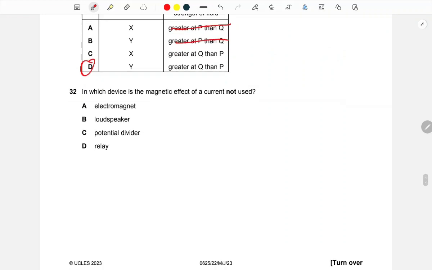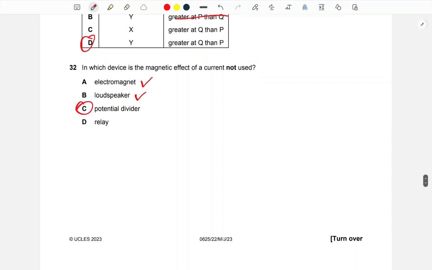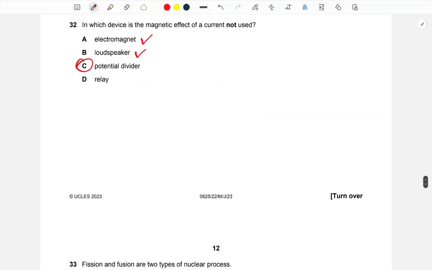Number 32. In which device is the magnetic effect of current not used in an electromagnet? Now that is used. A loudspeaker, that's definitely used. A potential divider. So a potential divider doesn't use the magnetic effect of an electric current, because a potential divider is a device that is used to split the voltage across two devices using resistors. So it uses resistors and not the magnetic effect of a current.